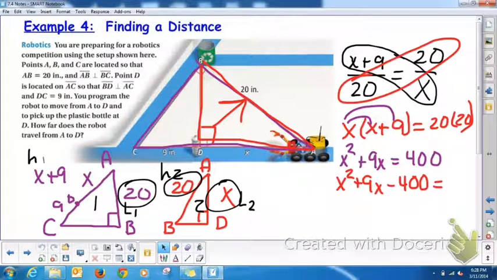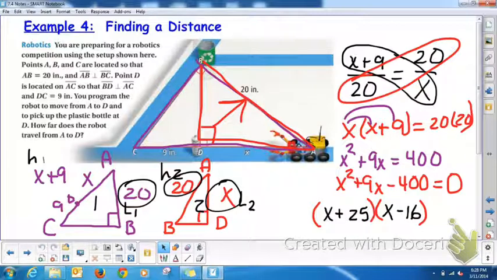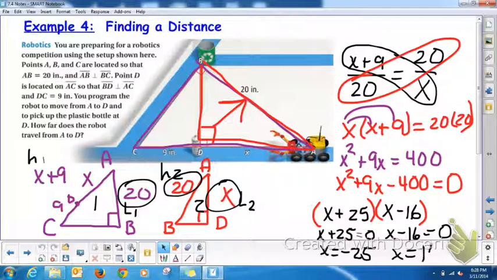To factor a quadratic, it has to equal 0. I want to find the factors of 400 that have a difference of positive 9. x times x is going to give me x squared, and 25 times 16 is 400. 25 minus 16 is 9. So x plus 25 equals 0, and x minus 16 equals 0. So x is negative 25, and x is 16.